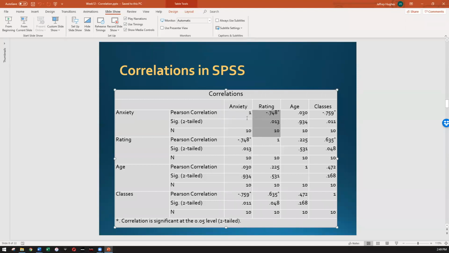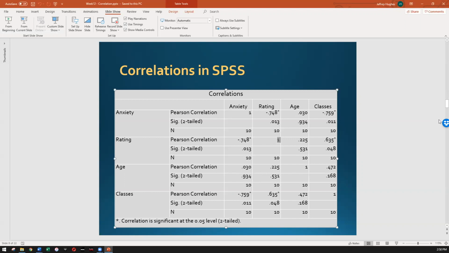I should also note, if you can see right here, diagonal down, halfway through the matrix, it's just a bunch of ones. A variable correlated with itself is just one. So we can see anxiety correlated with anxiety is one, rating with rating is one, age and age, class and classes, just one. And the way SPSS outputs a correlational matrix, you really only need to care about numbers either below those ones or above those ones. You can see it's split in half, above and below. It's the exact same thing. It doesn't matter which ones you use.